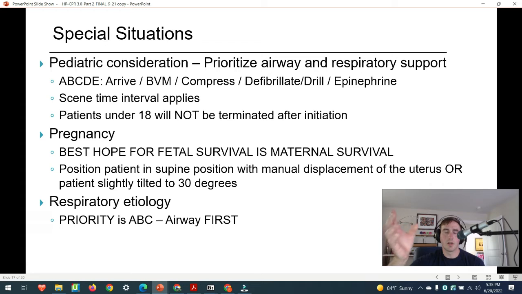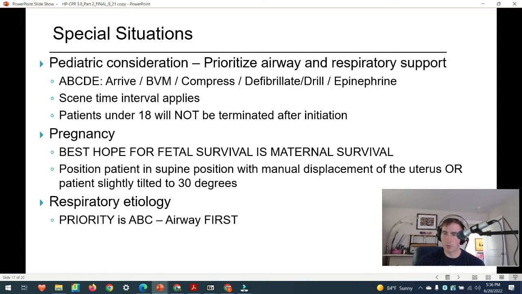arrival, airway, so BVM ventilations, then compressions, then defibrillate and drill and give epinephrine. A, B, C, D, E. Minimum scene time interval still applies to peds. However, we will not be terminating patients under the age of 18. For pregnant patients, our entire goal is to make sure the mother survives, and in return, that gives that fetus the best hope of surviving.